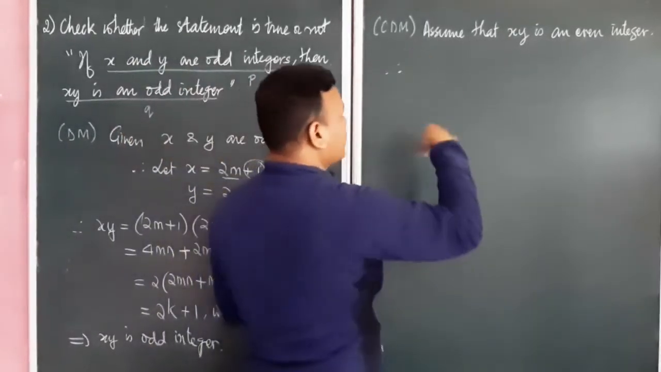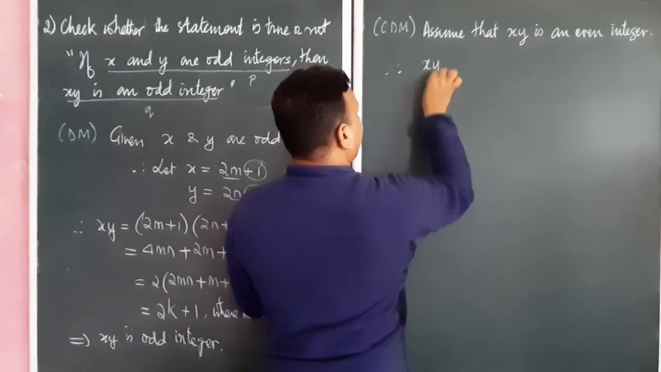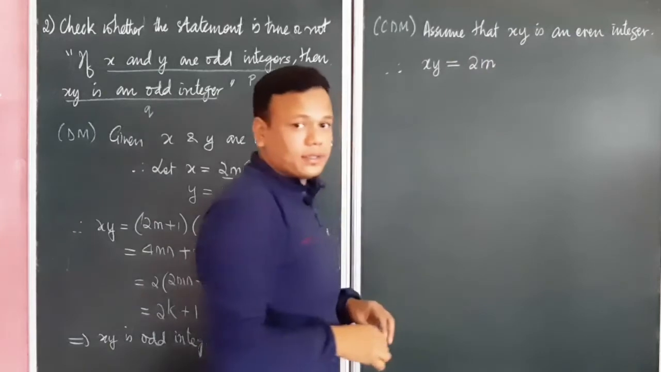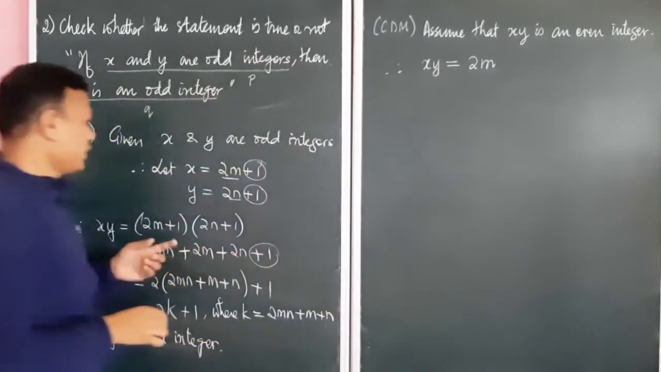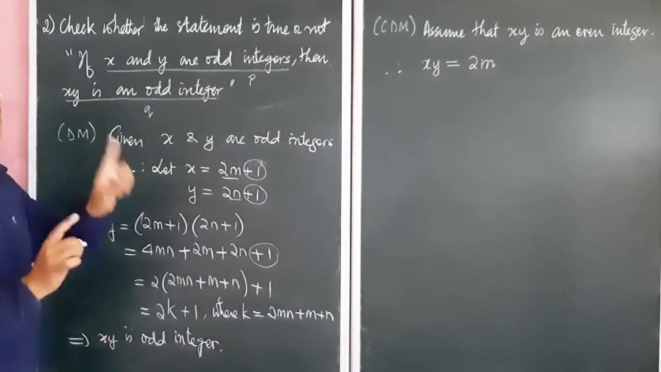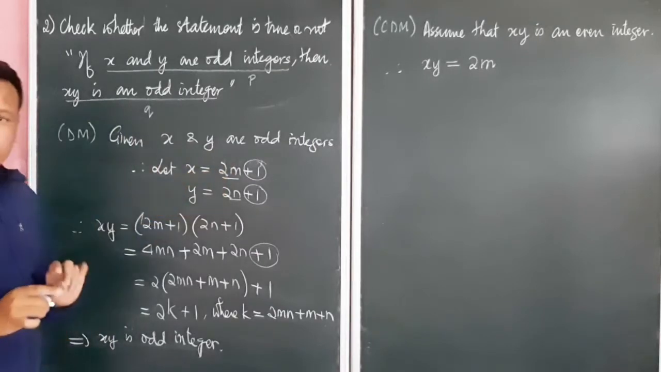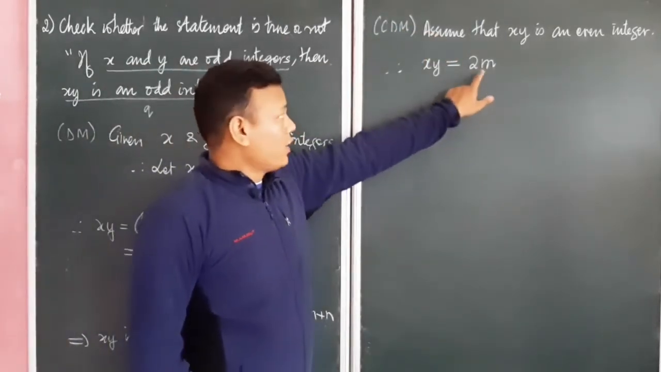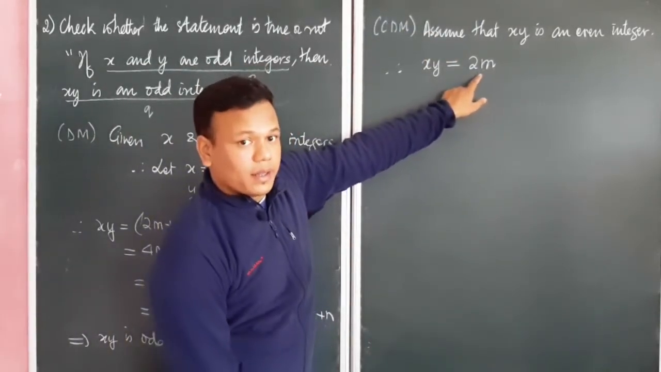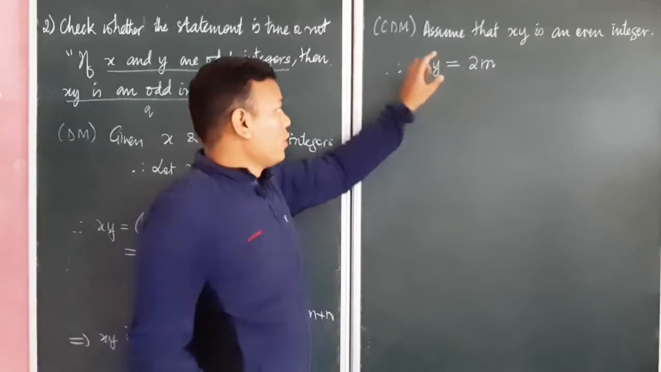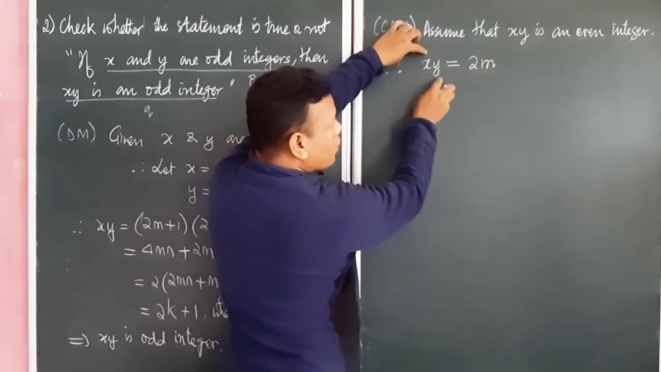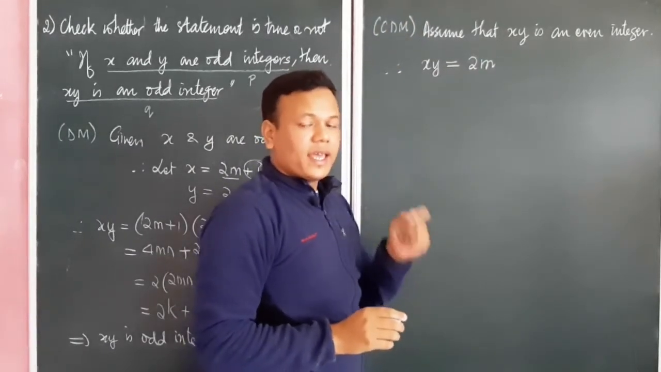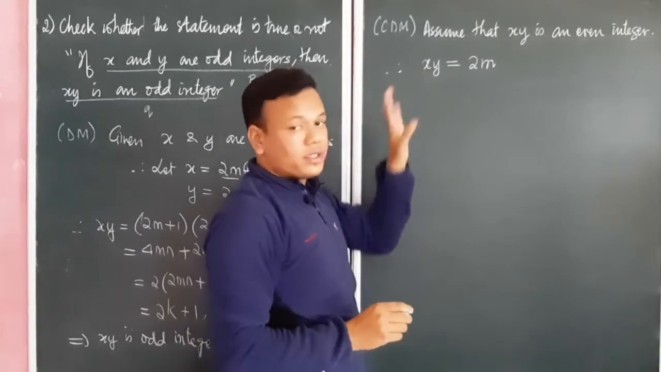Therefore, if xy is an even integer, then can I write this as xy equals 2m or something like this? Yes, we will be able to write, as I said, that even numbers can be written as 2m or 2n, isn't it? Now, we took the assumption that xy is even, that is 2m. Now here one problem is, the product of two numbers will be even if any one of the numbers is even.